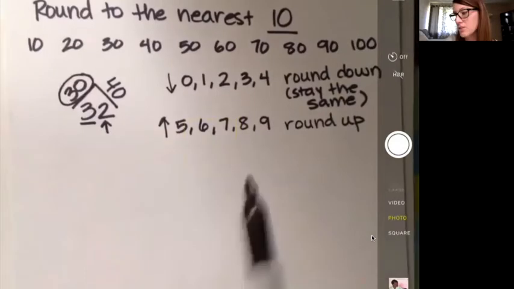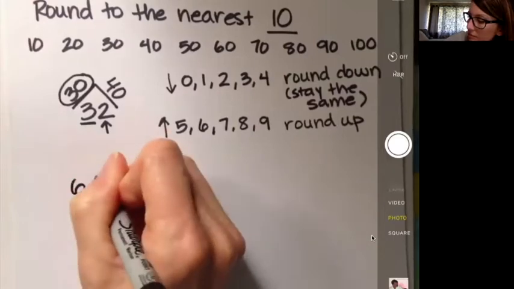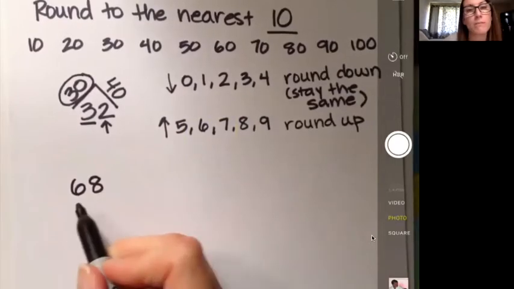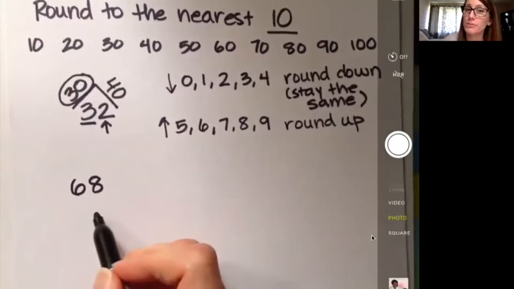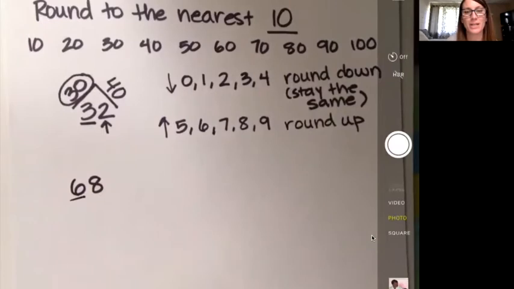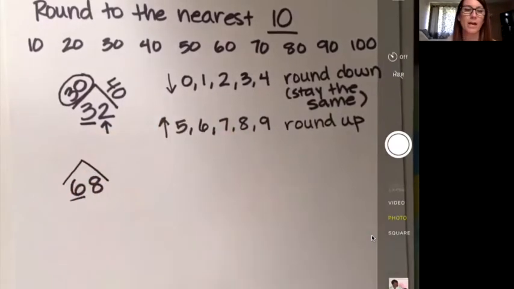All right, let's try another one. Let's try the number, let's try 68. Okay, so again, first thing I'm going to do is I'm going to underline the digit in the tens place. So take a look at this number. What number is in the tens place? Did you say 6? Hopefully. So I'm going to underline the 6. Okay, then I'm going to build my roof on top of my number just like that.